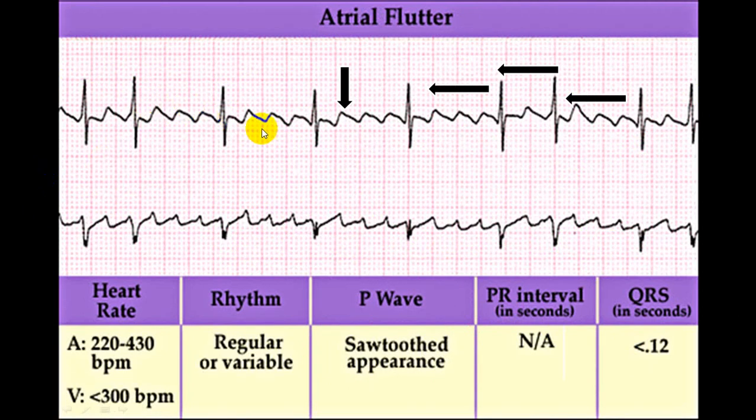Here there is a sawtooth appearance. So this is atrial flutter with a variable block, because the RR interval is irregularly irregular. So this is variable block.